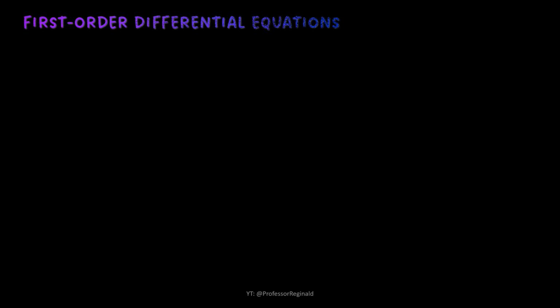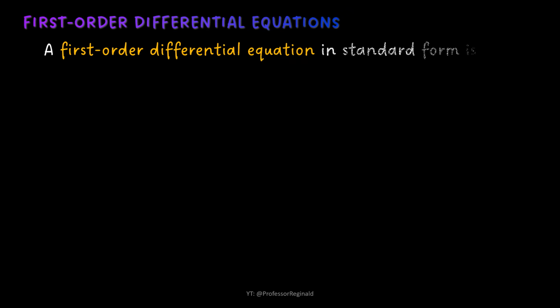First-order differential equations. A first-order differential equation in standard or normal form is written as the derivative of an unknown function, or the dependent variable, with respect to the independent variable equals a function of the two variables.